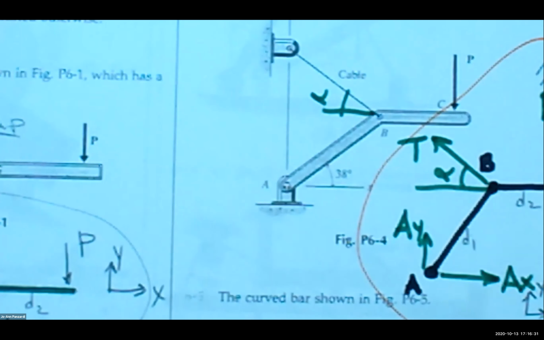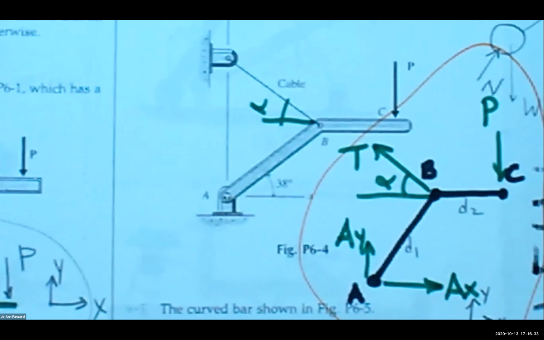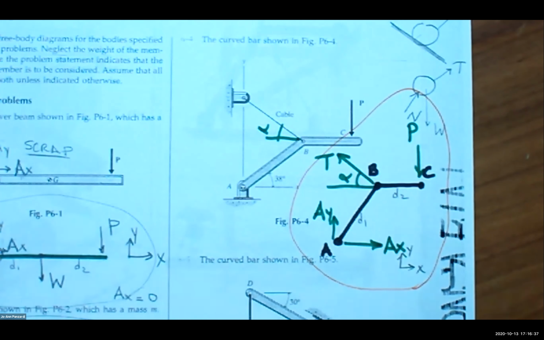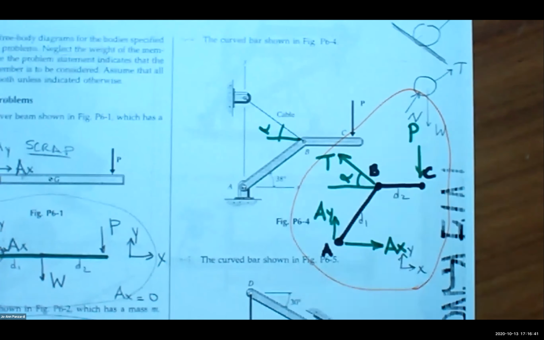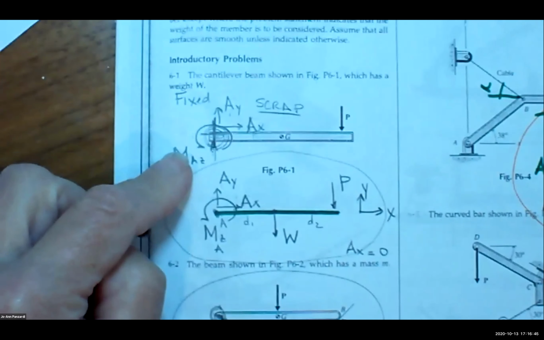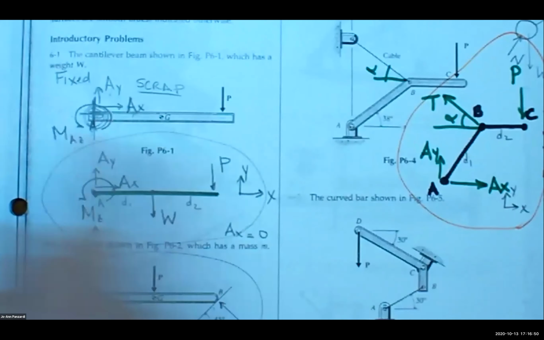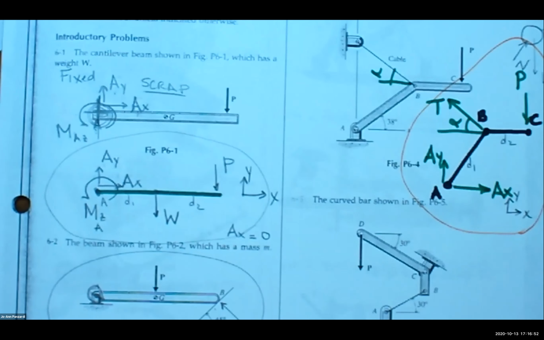For some reason it seemed complicated when we started this topic, but I'm hoping it's not complicated. Maybe sometimes I just don't explain things well. Okay, let's go to a more complicated one. So far we've seen a fixed support that resists two forces and a moment. We've seen pins that resist two forces in an X and Y. Let's look at another one.